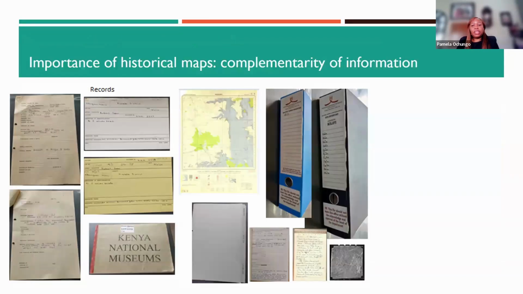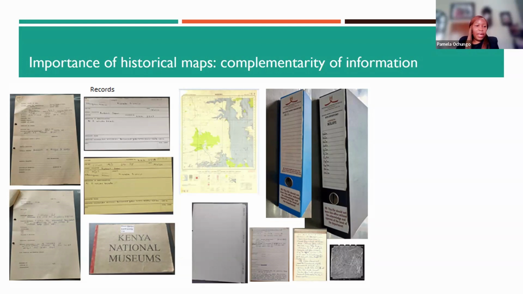Now, what is the importance of historical maps in terms of complementarity of information? I want to make one point clearly here. A historical map rarely tells the whole story by itself. It becomes much more powerful when you read it alongside other digital or other archival material.